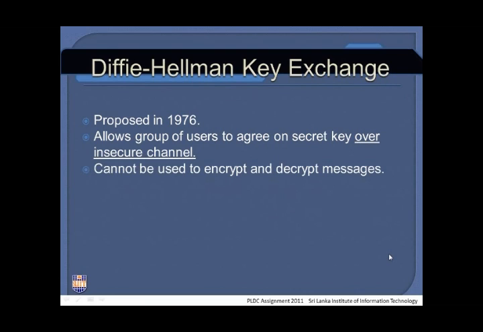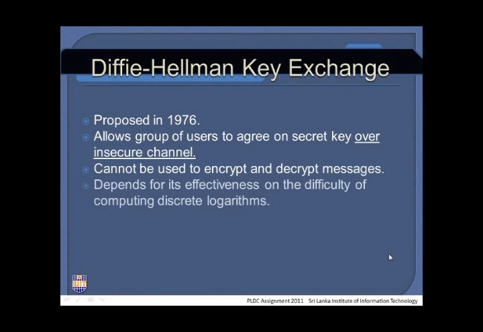These numbers are being shared through the internet and even the intruders can see them. But the beauty of this method is that even if the intruders are aware of the numbers shared, they can't generate the key. This method depends for its effectiveness on the difficulty of computing discrete logarithms.